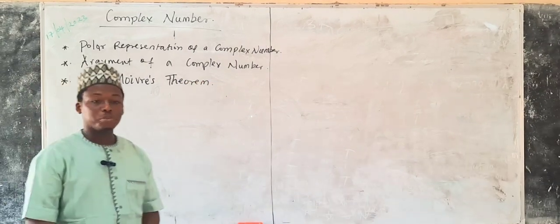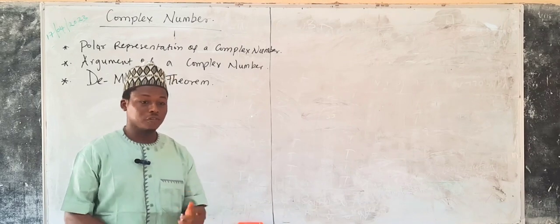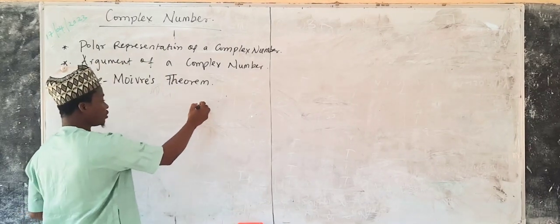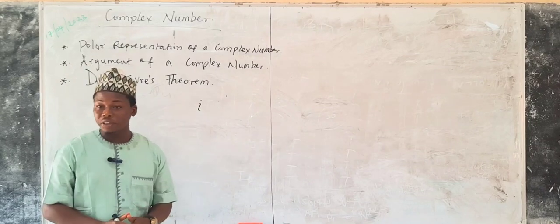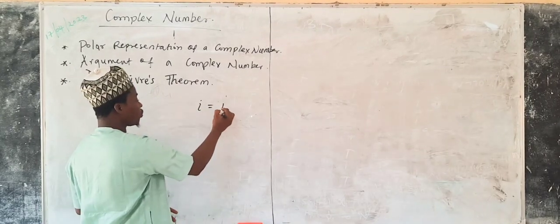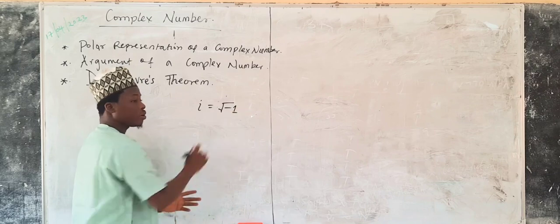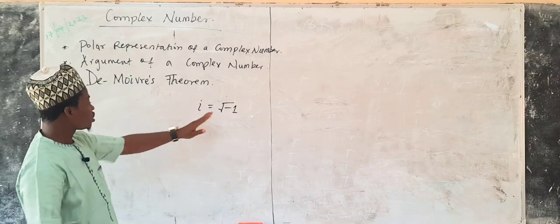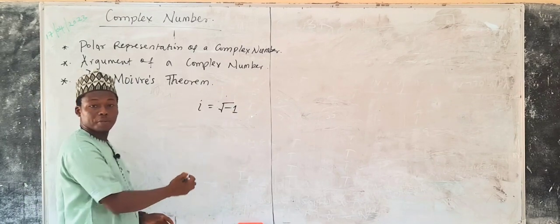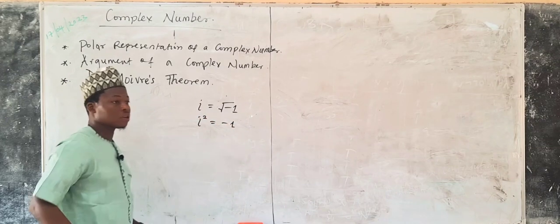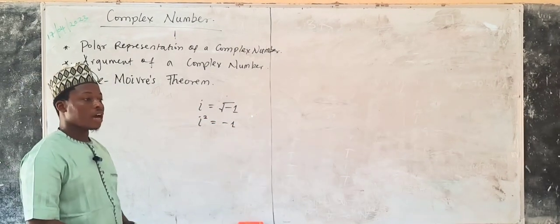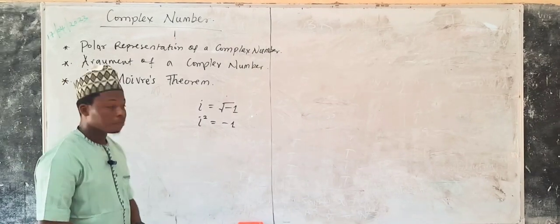Now, in our previous class, we saw that i, which is the element that makes a number a complex number, is equal to the square root of minus 1. With this, when you square both sides, we have that i squared equals minus 1. Now, we have different kinds of examples of a complex number.